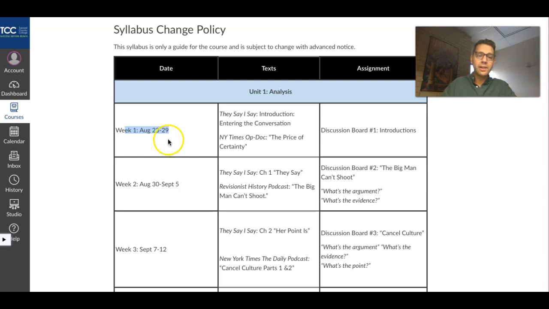What I want you to realize is that these weeks and the dates, they're running from Monday to Sunday. Okay? With the exception of like Labor Day. I can't remember when that is. Maybe that's week 3. I got it written somewhere. I don't know. Okay, so keep that in mind. These dates are the weeks running from Monday to Sunday.